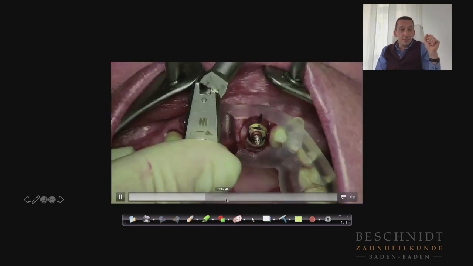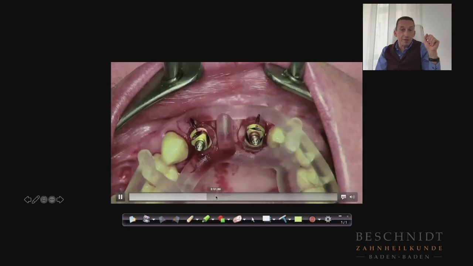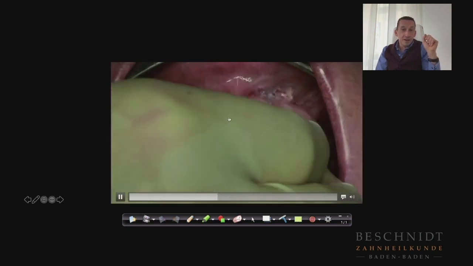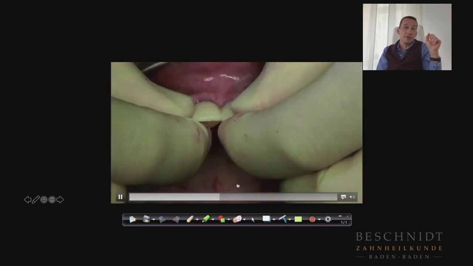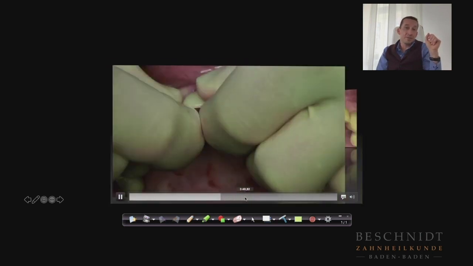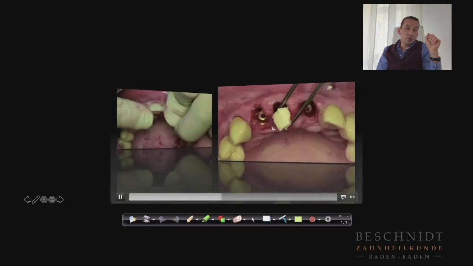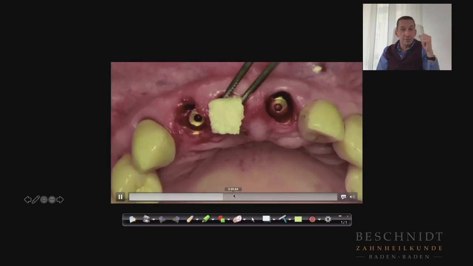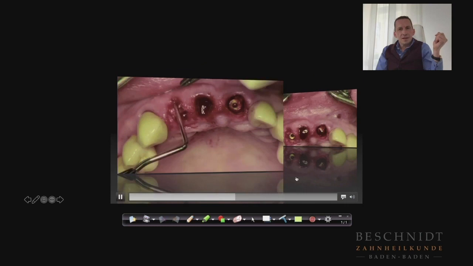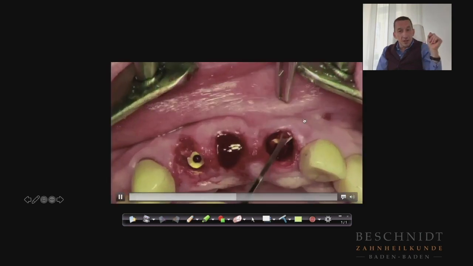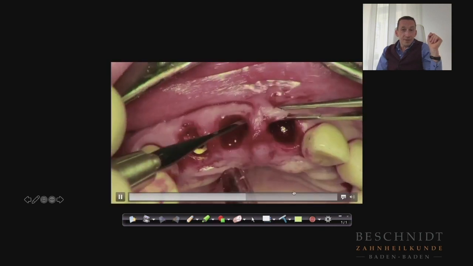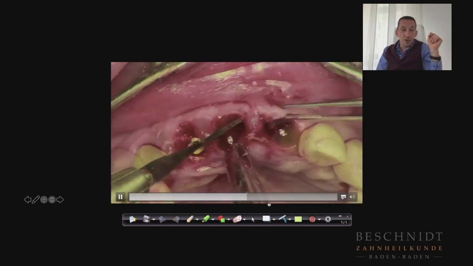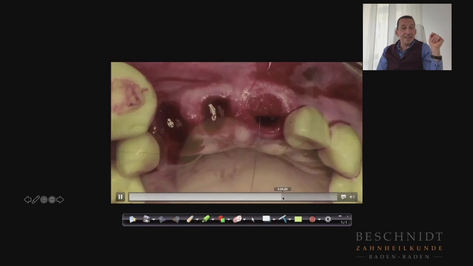So now we place both implants, we take off the guide, we put both abutments, and we try in the long-term provisional. Now we do the socket preservation in the middle, hard and soft tissue augmentation to the sockets, and of course a connective tissue graft in the pontic site.